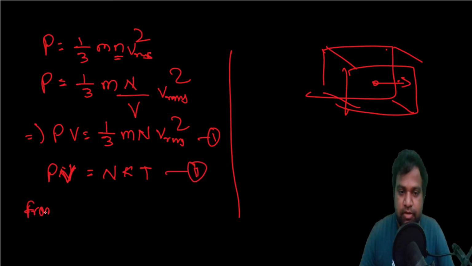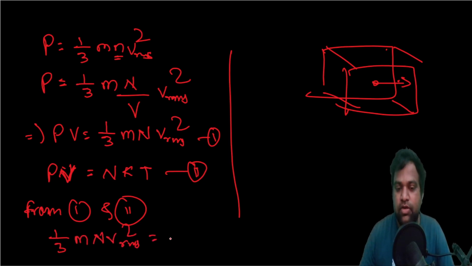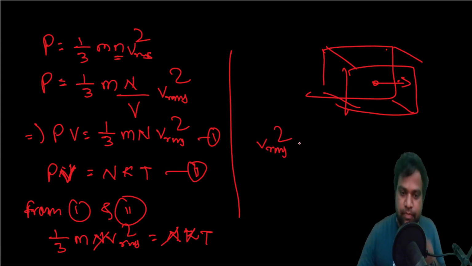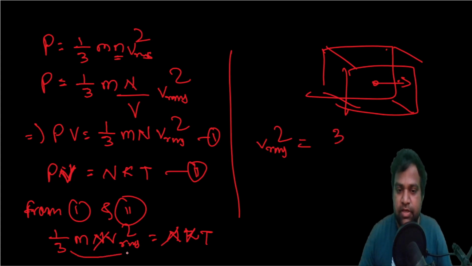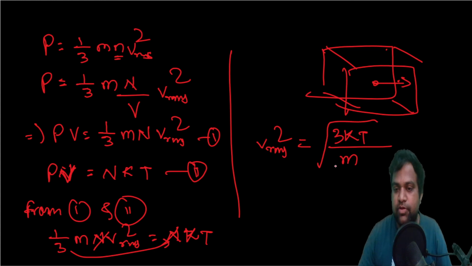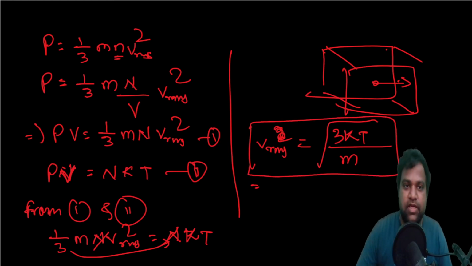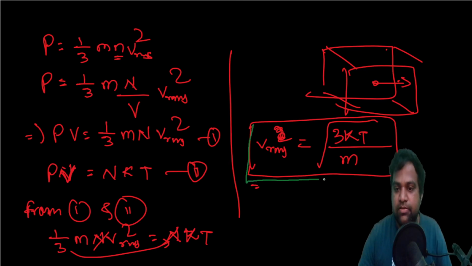So from 1 and 2 we can write 1 upon 3 mN Vrms square equal to NkT, right? And N gets cancelled, and we required the expression for Vrms. So Vrms square equal to, cross multiplying, 3kT by small m, that is the mass of each molecule. So this is the expression for Vrms: root of 3kT by m.